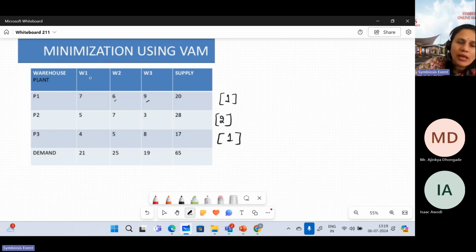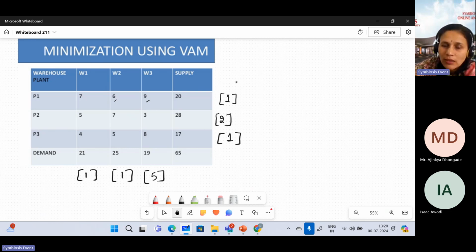Now in the same way I can make a wrong decision going warehouse wise. So the value here I'm receiving is 1. Here it is 1, and last 3 and 8, so that is 5. So what do these square bracket values represent? It is nothing but the penalty values.